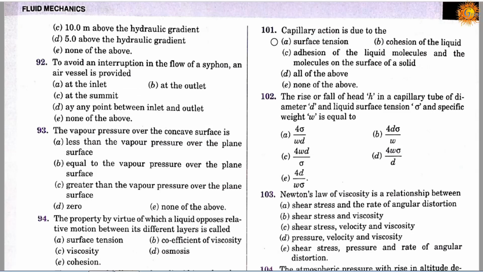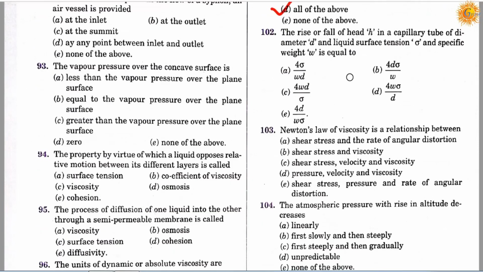Question number 101. Capillary action is due to: option A, surface tension; option B, cohesion of the liquid; option C, adhesion of the liquid molecules and molecules on the surface of a solid; option D, all of the above; and option E, none of the above. So the correct answer is D, it's all of the above.